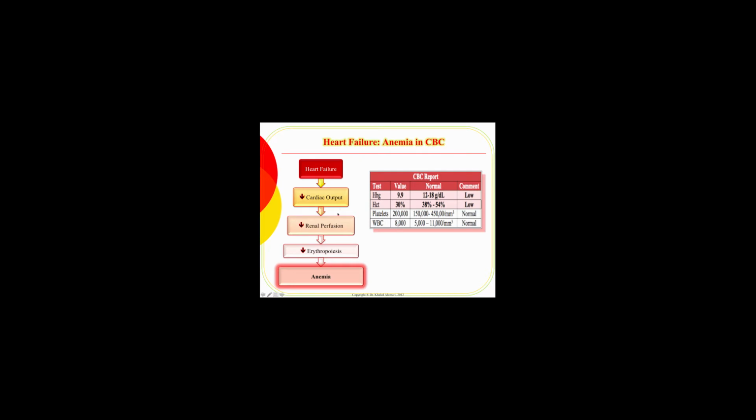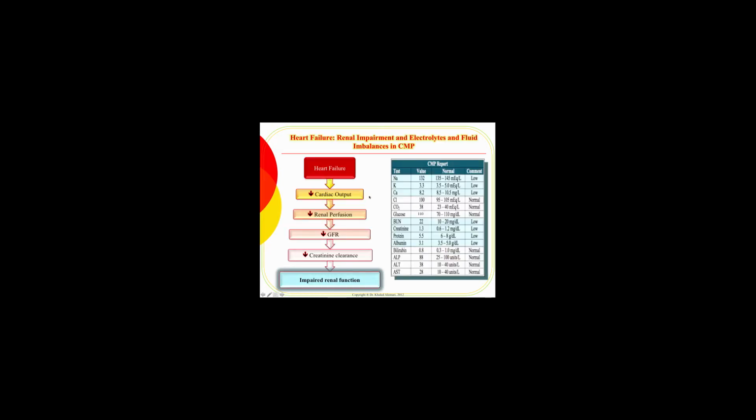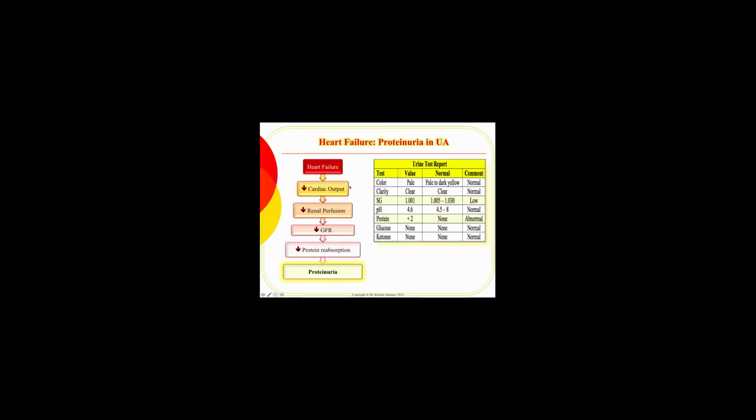Here's why you will see a CBC again. You may see anemia in patient with heart failure. This is why you may see some changes in the electrolytes, and again a creatinine in patient with renal failure. This is why you may see a proteinuria in patient with renal failure, again with heart failure, because heart failure eventually, if it's not treated, will lead to renal failure.